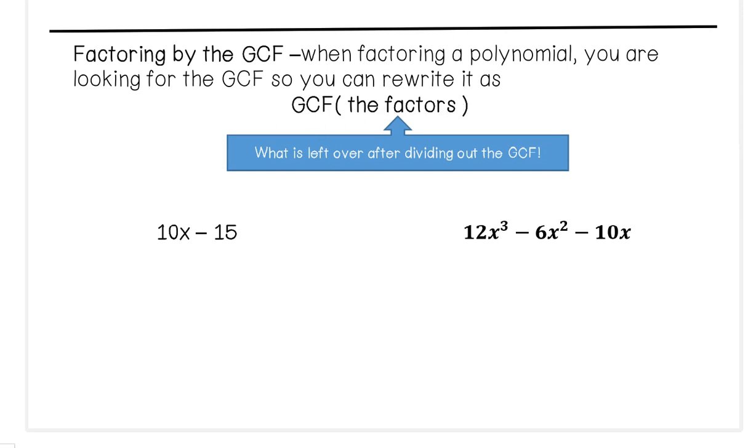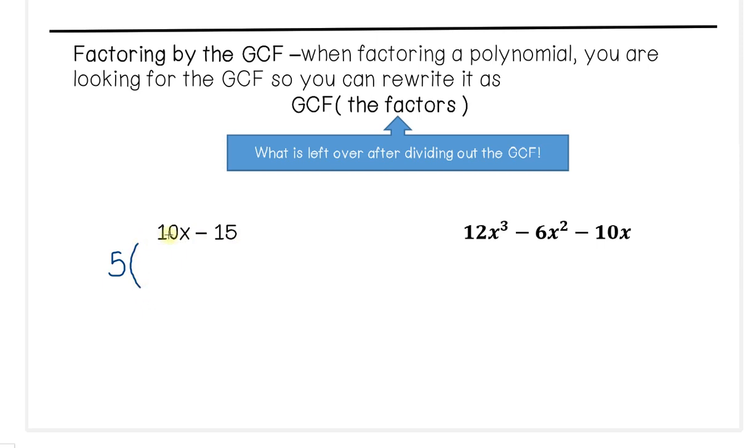So we have an expression, 10x minus 15. What is the GCF, or what can you divide out of 10x and negative 15? The largest number to go into 10 and 15 is 5. Can we take any variables out? Do we have anything in common? No. So then we start our parentheses.